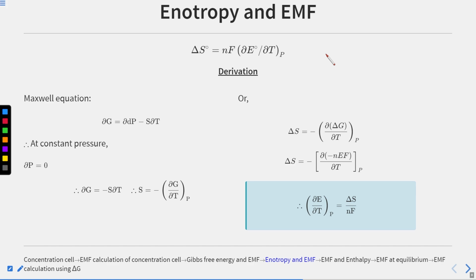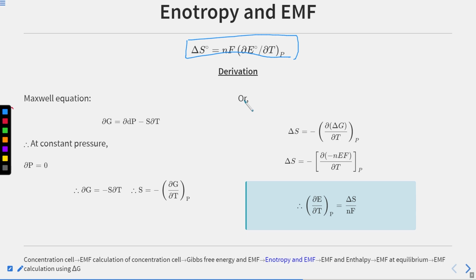Next, we have this entropy and EMF relation. For this, you must have studied thermodynamics. If you have not studied, it's okay. We can just remember the final equation. The final equation is of more importance rather than the whole derivation. So this is the relation of entropy change with EMF change. This equation says that the net entropy change is equal to n times F times the change in EMF with respect to temperature at constant pressure.